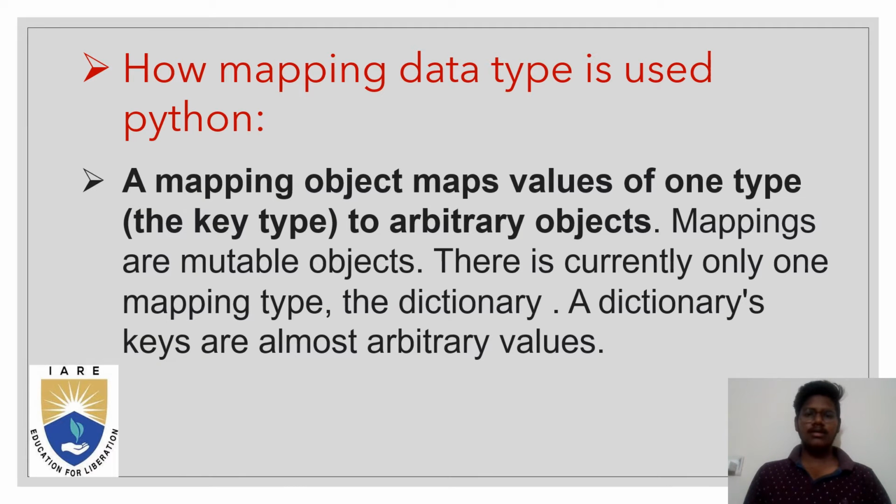Now we will see how mapping data type is used in Python. A mapping object maps values of one type to arbitrary objects. Mappings are mutable objects. There is currently only one mapping type, the dictionary. A dictionary's keys are almost arbitrary values. As a value, we can use different kinds of elements like list, integer, or any other mutable data types.